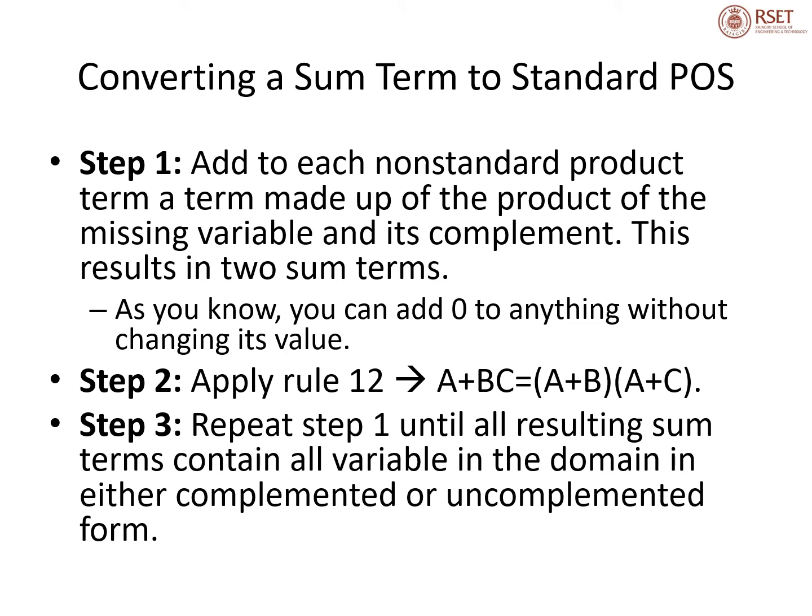Converting a sum term to a standard product of sum. We have three steps. Step 1: we add to each non-standard sum term a term made up of the product of a missing variable and its complement. This results in two sum terms. You can add 0 to anything without changing its value, so that is the principle they have used. In step 2, apply rule 12, which is A plus BC is equal to A plus B into A plus C. That is actually the distributive law of plus over dot. Step 3: repeat step 1 until all the resulting sum terms contain all variables in the domain in either complemented or uncomplemented form.